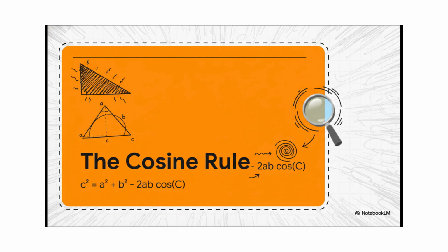See how it starts? c squared equals a squared plus b squared. That's pure Pythagoras. But then you see that bit at the end, the minus 2ab times the cosine of angle C? That is the correction factor. That's the magic piece that adjusts the formula so it works for any angle, not just a perfect 90 degrees.